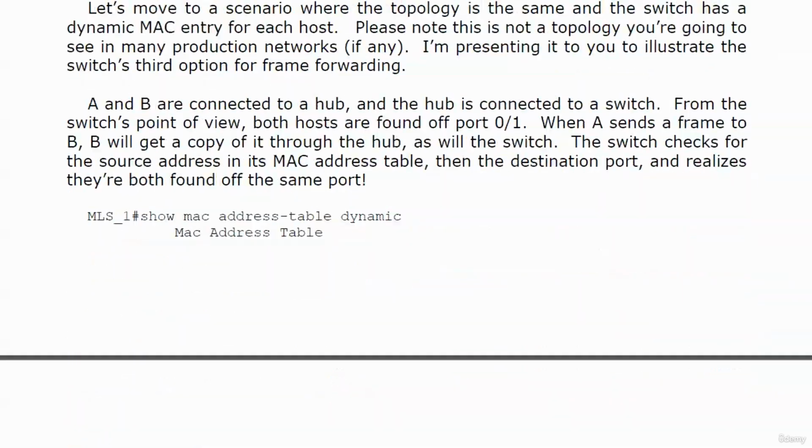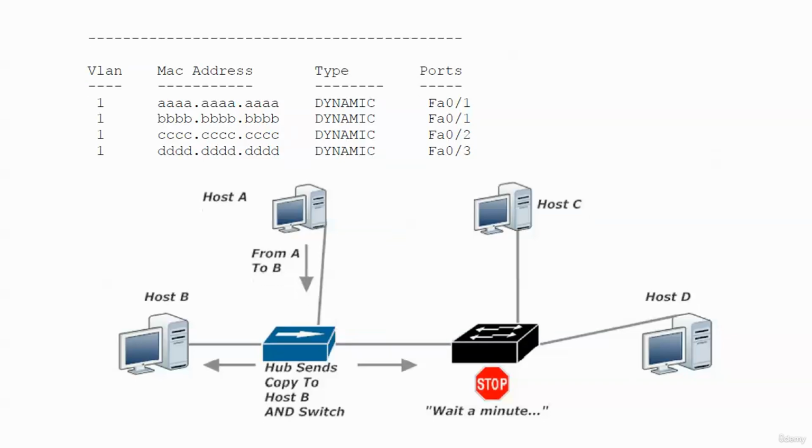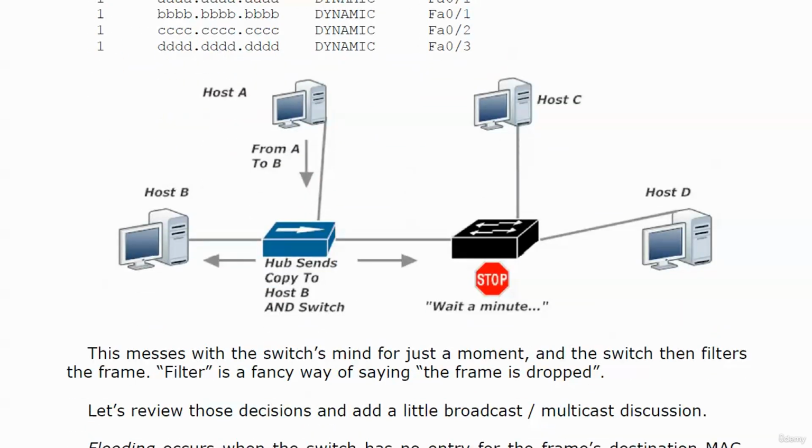Well, what's going on here is that the switch's MAC address table shows that host A and host B are both found off 0/1. It messes with the switch's mind for just a moment, and then the switch will simply filter the frame. And filter is a fancy networking way of saying we're dropping the frame. That's it. It's just that simple. That's really the only time you actually see frames being filtered in a situation like this.